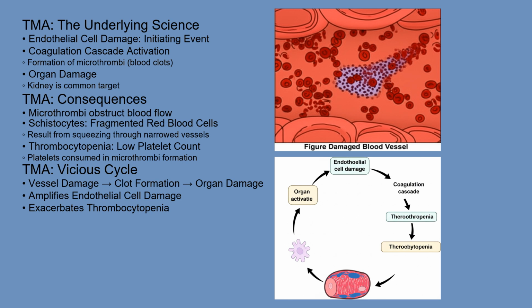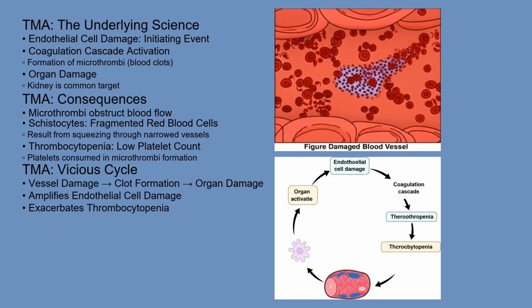Let's talk about the science behind TMA. The key feature is damage to the endothelial cells, the cells that line the small blood vessels. This damage activates the coagulation cascade, leading to the formation of tiny blood clots called thrombi within these vessels. These clots obstruct blood flow, damaging organs like the kidneys.